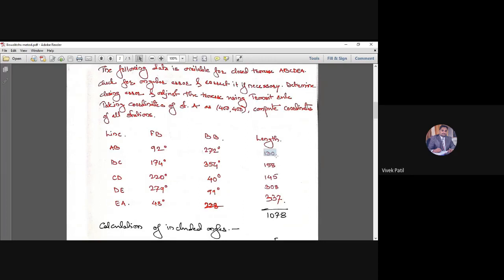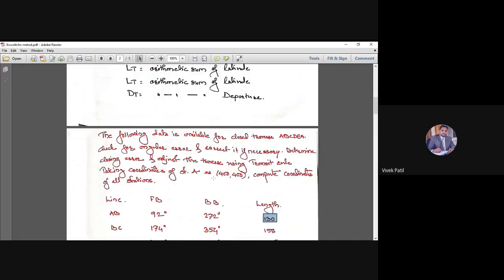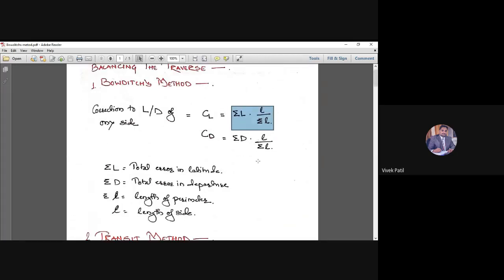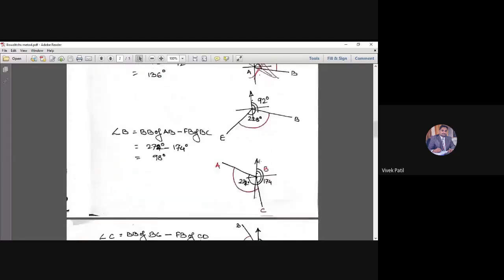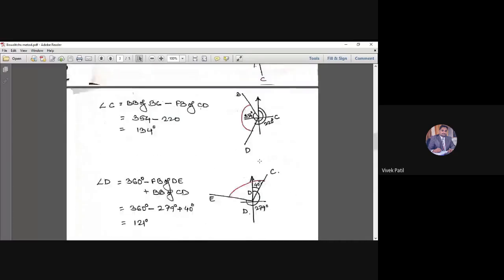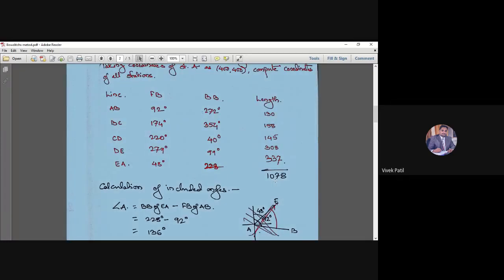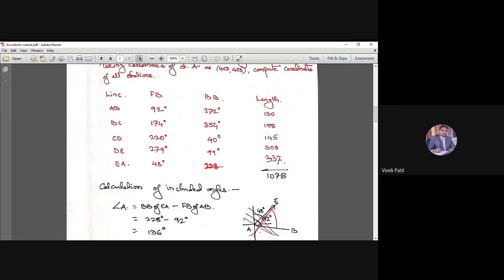Length is 170, and we will see the formula once again. It is like this only, the same formula I have used here. Just check it. The summation is 1078 only. Yes, sir.